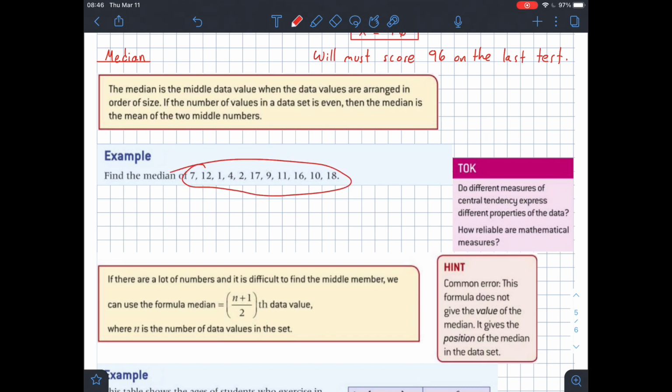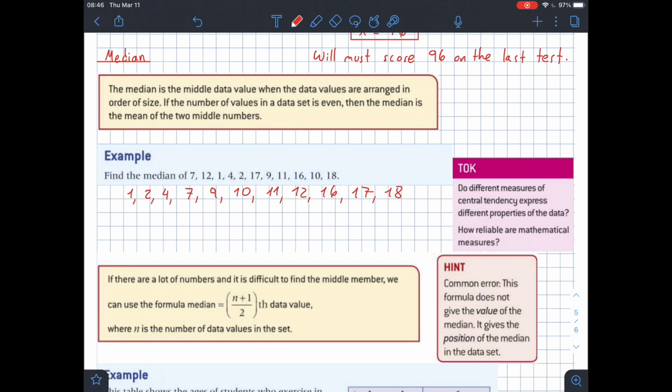We're given this data set right here. So the first thing to find the median is we need to organize our information in ascending order, right? From least to greatest. So if we do that, we're going to have 1, 2, 4, 7. Then we have 9, 10. I think there's no repeated value here. Then 11, 12, 16, 17, and 18. No, there's no repeated value here.